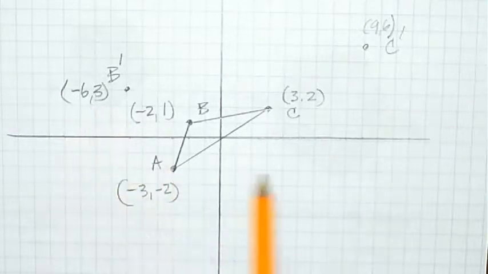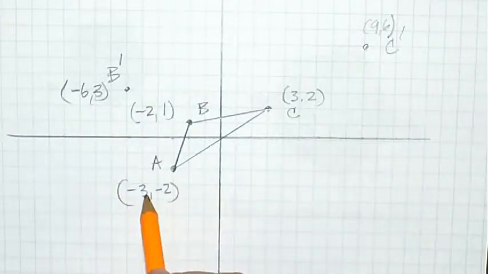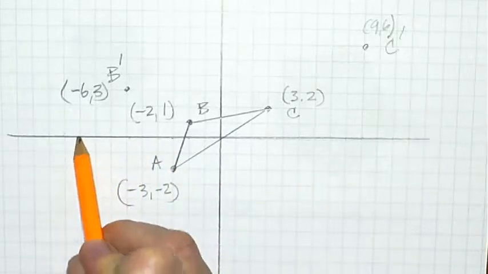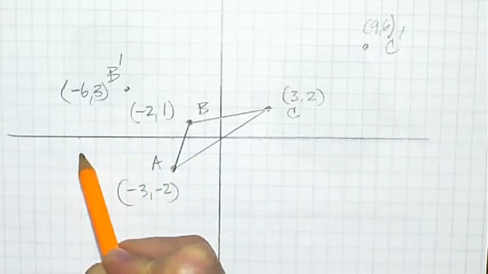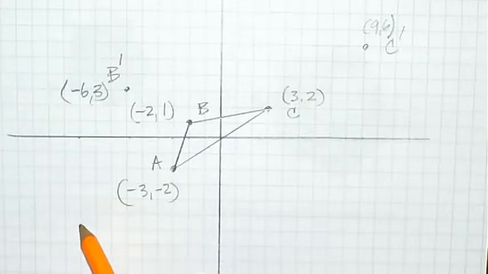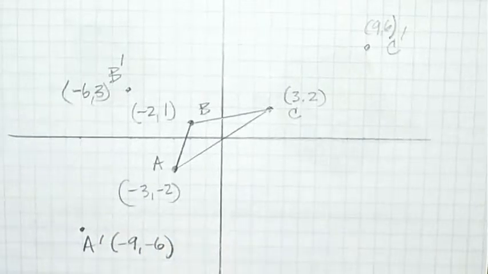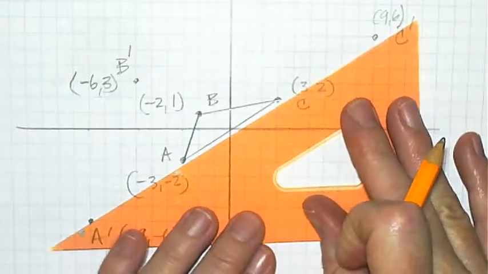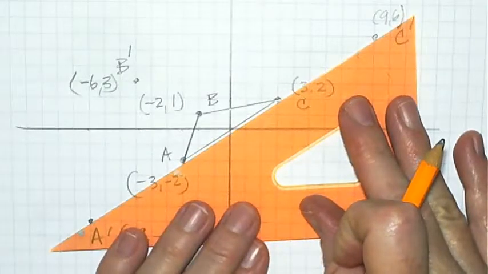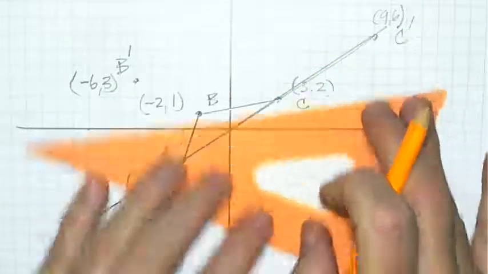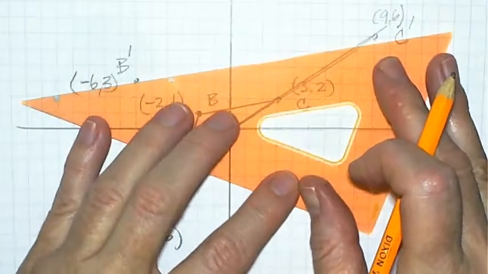Okay, B prime, and then A prime, I'm going to put at -9, 4, 5, 6, 7, 8, 9, and -6. 4, 5, 6. So there's A prime. And this should look 3 times bigger than your original triangle.